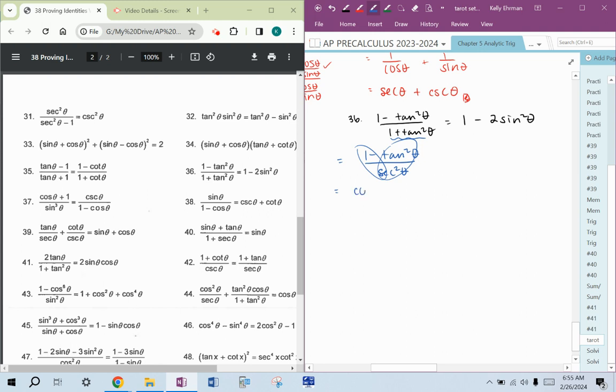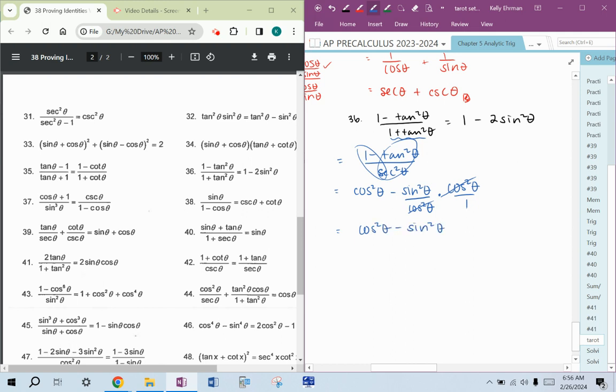1 over secant squared is cosine squared minus tangent squared in its quotient identity form, divided by secant squared. So how about times cosine squared theta over 1? Because we've done this a couple of times, that's why I skipped the initial step. If you want more of a breakdown, go back to the previous problem that had the same fraction. This becomes cosine squared theta minus sine squared theta.